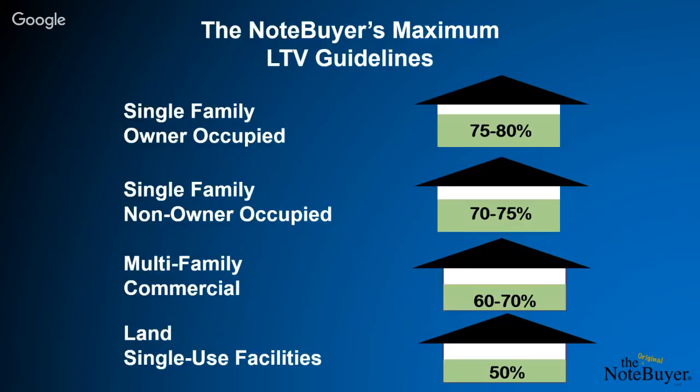And I would throw into that category also single-use facilities. Perfect example is a car wash. If you buy a note secured by a car wash and you foreclose and get that car wash back, you have a very limited number of potential buyers for that property.